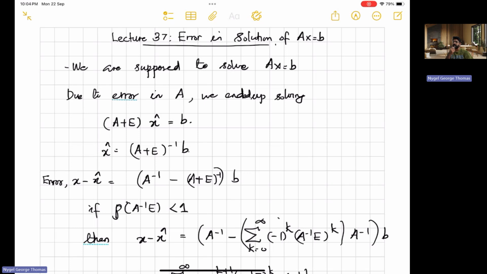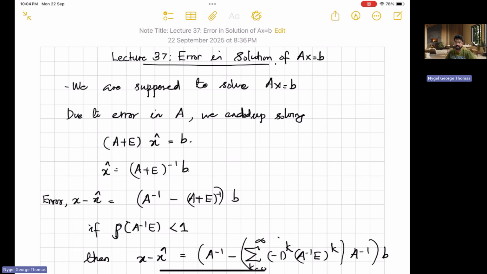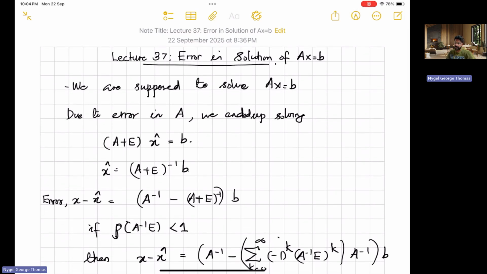So we've already seen the error in inverse and the condition number. Now we can look at the error in a solution of Ax equal to b. So this is actually an extension of the error in the inverse. Suppose we are supposed to solve Ax equal to b, but we don't have access to A. Instead, we have A plus E.